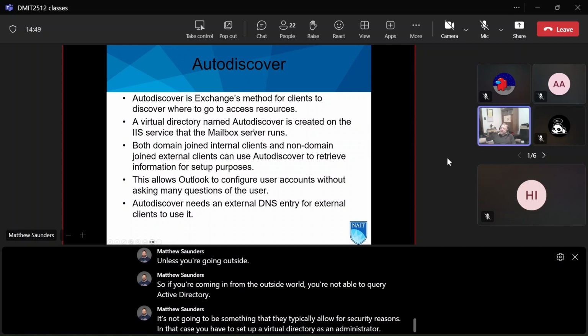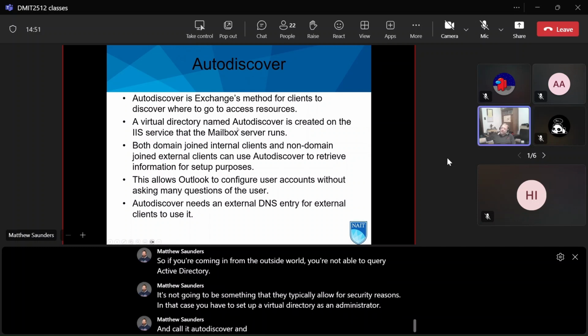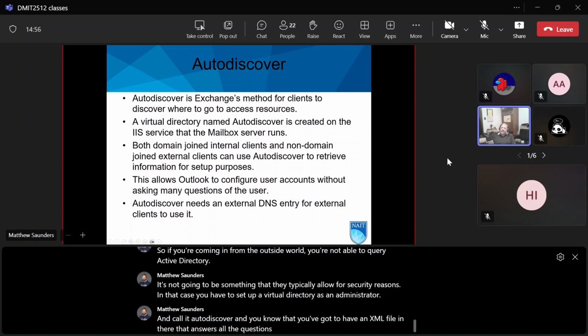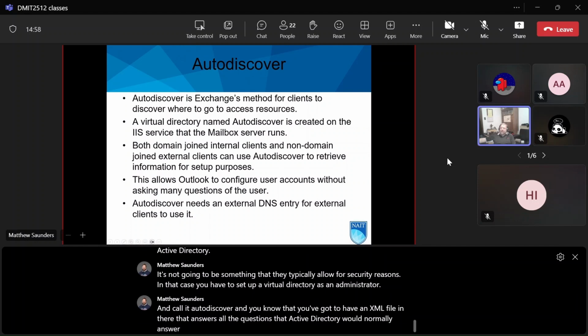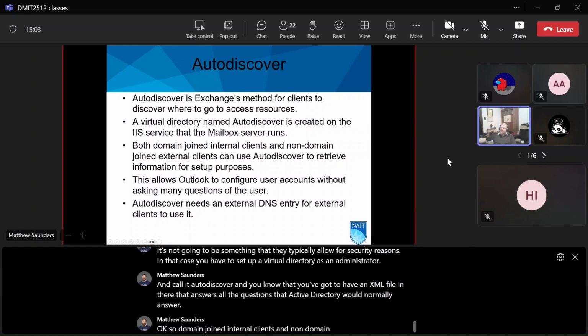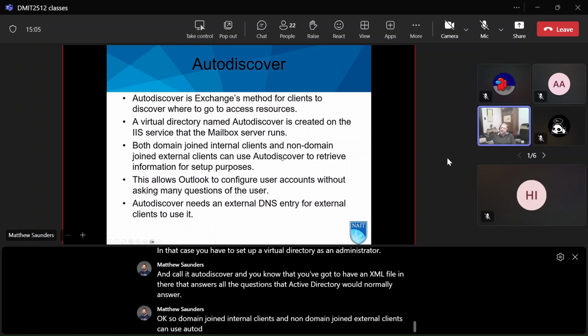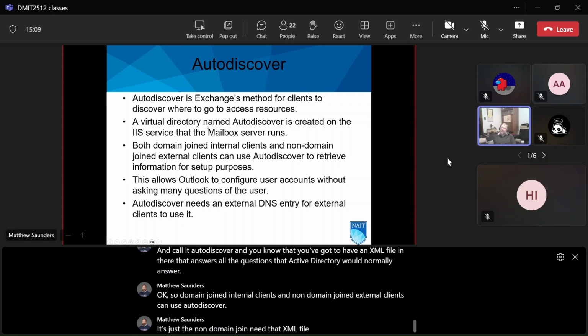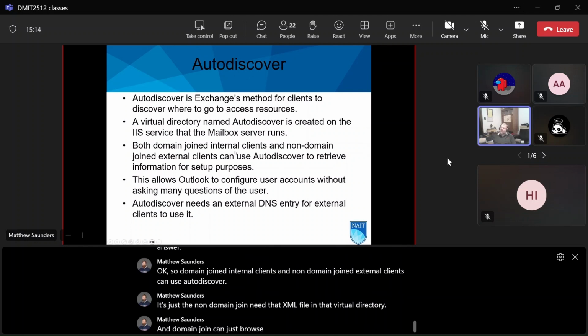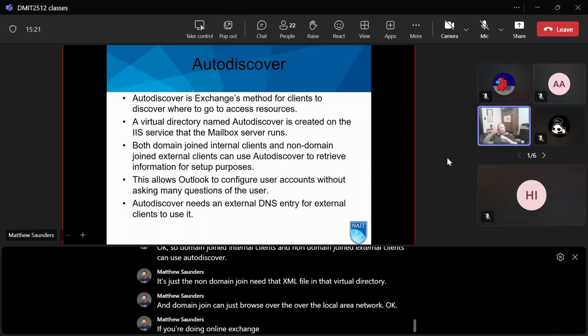and call it Auto Discover, and you've got to have an XML file in there that answers all the questions that Active Directory would normally answer. Okay, so domain joined internal clients and non-domain joined external clients can use Auto Discover. It's just the non-domain joined need that XML file in that virtual directory, and domain joined can just browse over the local area network.